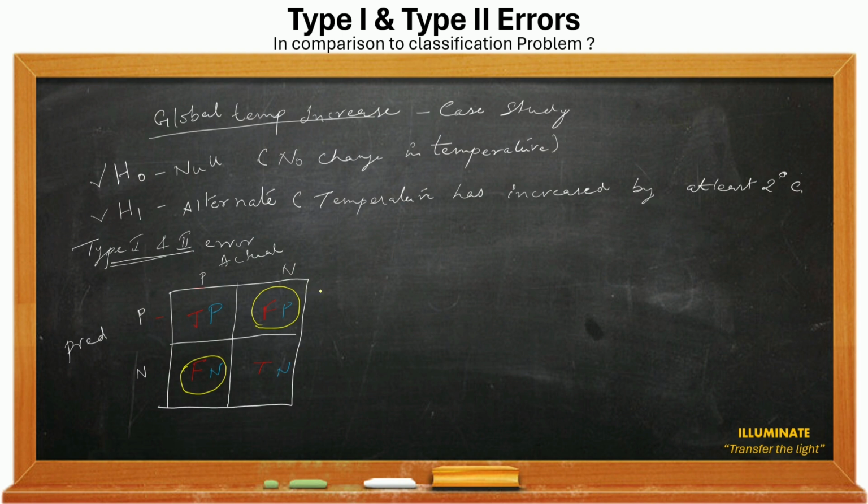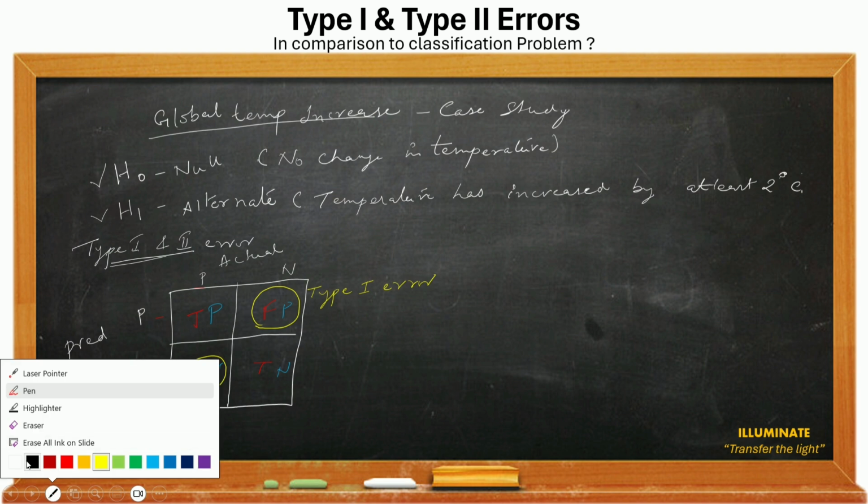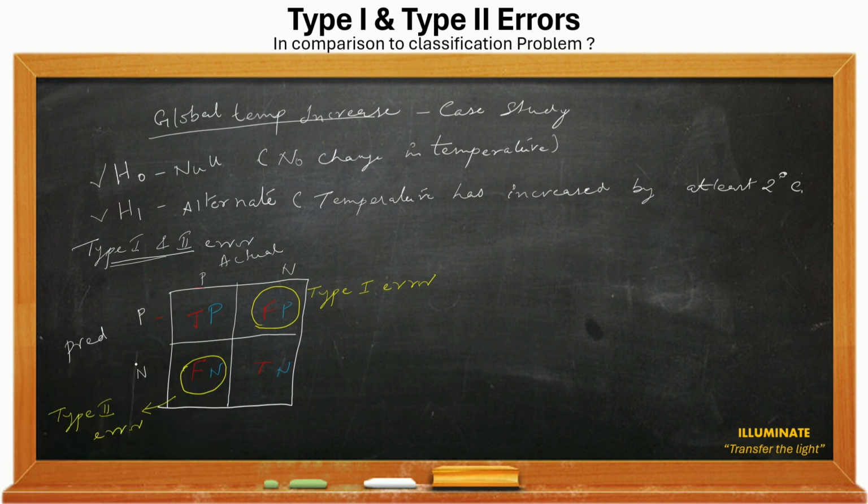Now the same applies here as well. FP is nothing but our type 1 error and FN is nothing but your type 2 error. So these are the two errors, type 1 error and type 2 error. Let's now discuss in detail what this tells us. So type 1 error, what is type 1 error?